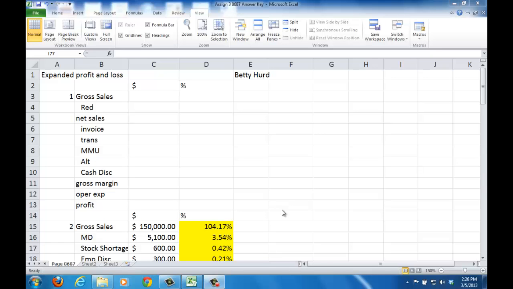This presentation is to help us better understand the expanded profit and loss statement. Just as we've done before, there are some things that are very similar that we already know about. Net sales. All of these things are cost of goods sold. Net sales minus cost of goods sold equals gross margin. And gross margin minus operating expenses equals profit. So we're just adding a few more things to the picture.